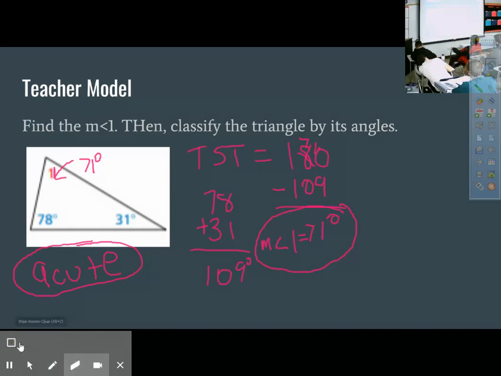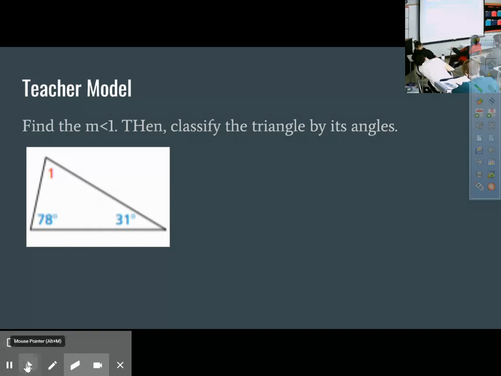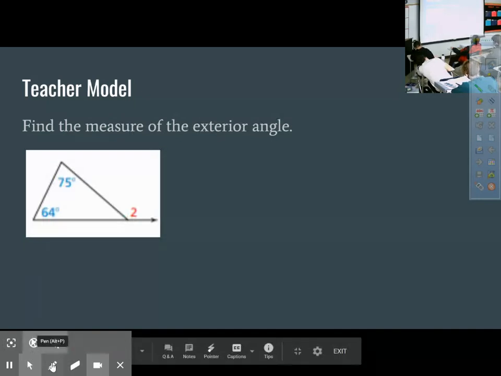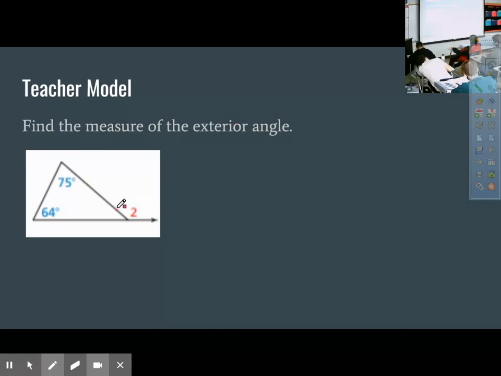Okay, so another example. Find the measure of the exterior angle. So it's wanting this angle right here. Well, the exterior angle theorem says it's equal to the sum of the two non-adjacent ones. So these two over here. So I would need to use exterior angle theorem. And I would need to add 64 plus 75.